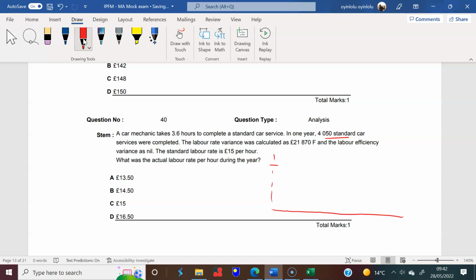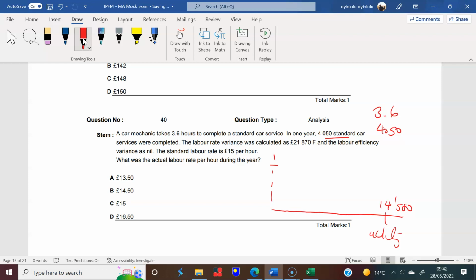So what really happened here was they actually did a total, because it says that's what they took. They took 3.6 to make one, and then they did 4,050. This is actual activity, if you like, which is 3.6 times 4,050. So they did in total 14,580 hours to do whatever it is they were doing.